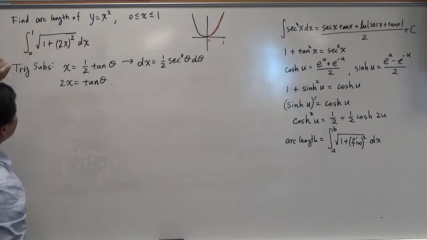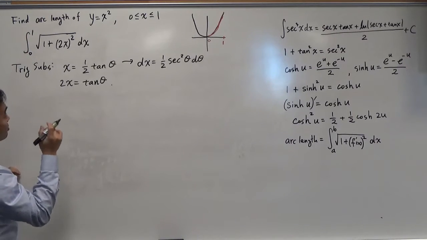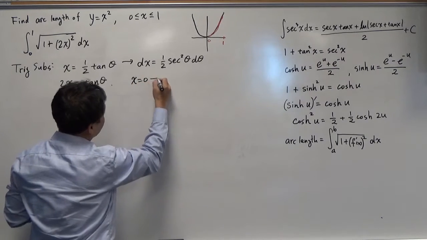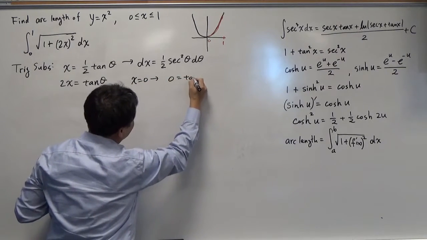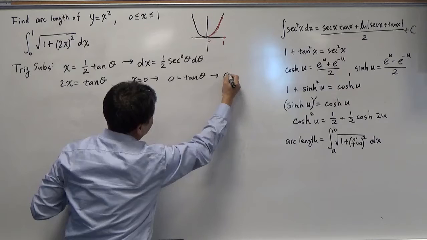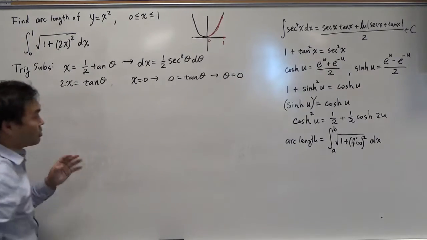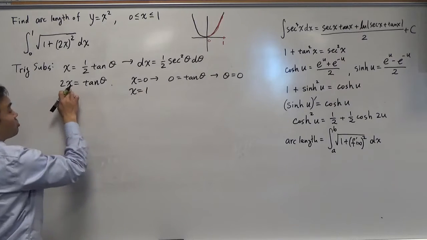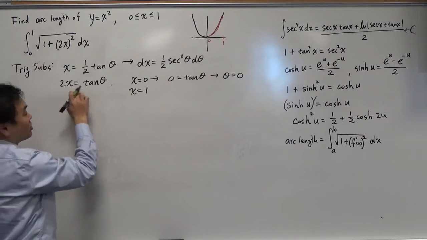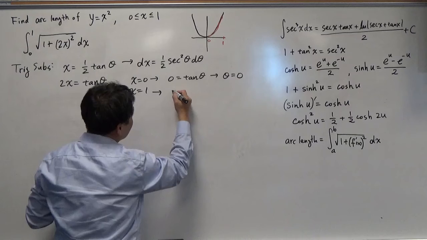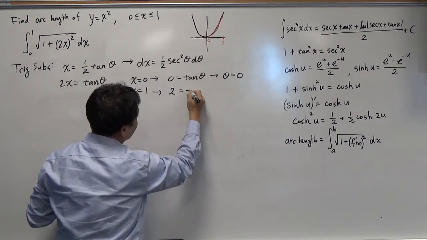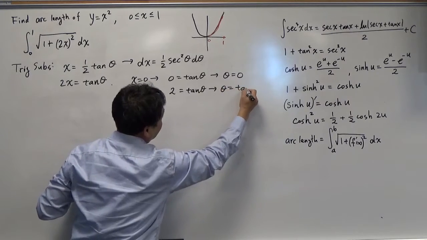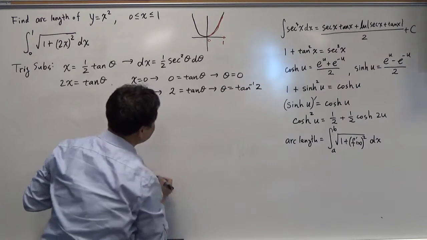And then for definite integrals, you also have to change the bounds. When x is 0, that means 0 is equal to tangent of theta, and we know that tangent of 0 is 0, so that's good. But when x is 1, you plug in 1 here, 2 times 1 equals tangent theta, so you have 2 equals tangent theta, which will make theta be tangent inverse of 2.